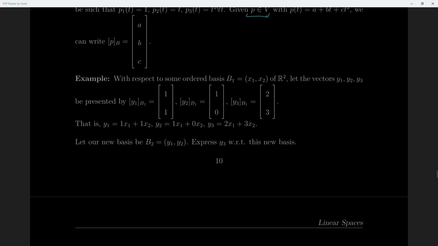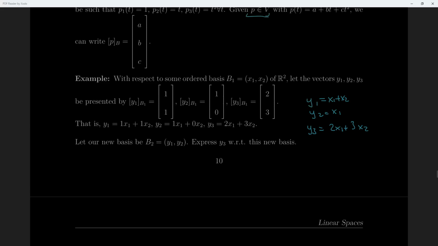First of all, y1 is equal to x1 plus x2. Maybe I can write that. And y2 is equal to x1, right? And y3 is equal to 2x1 plus 3x2, right? So I should be able to express y3 in terms of y1 and y2.